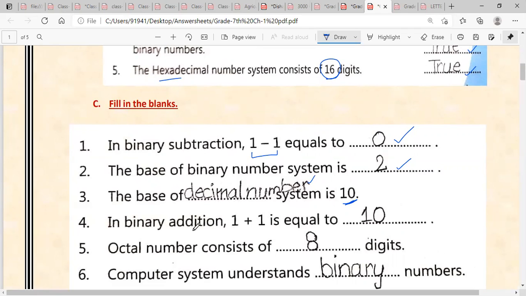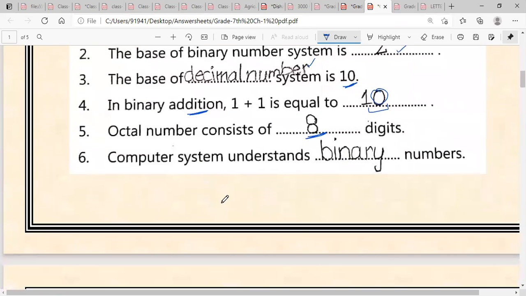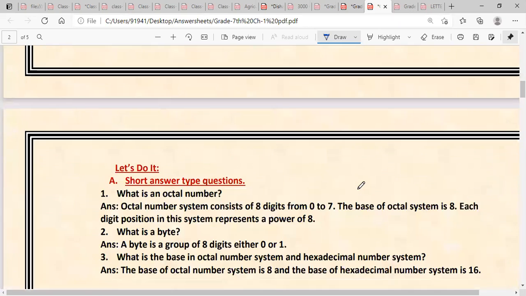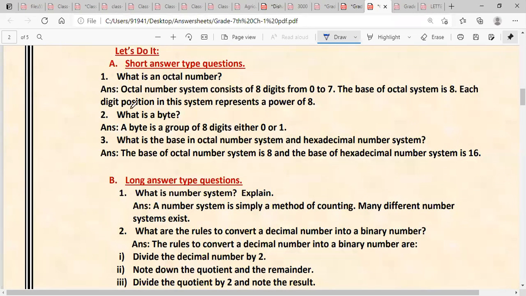In binary addition rule, 1 plus 1 is equal to 10. We write a 0 and take this carry. Octal number system consists of dash digits. It consists of 8 digits. Okay, computer system understands dash numbers. It understands binary numbers. Okay, now next let's do it.